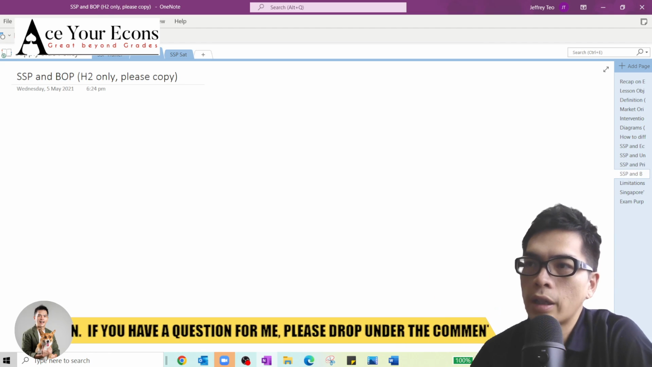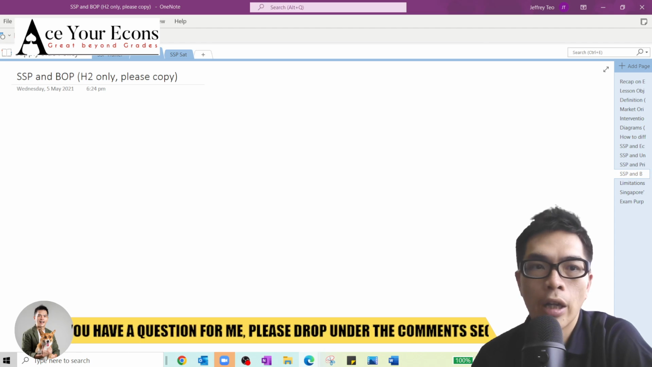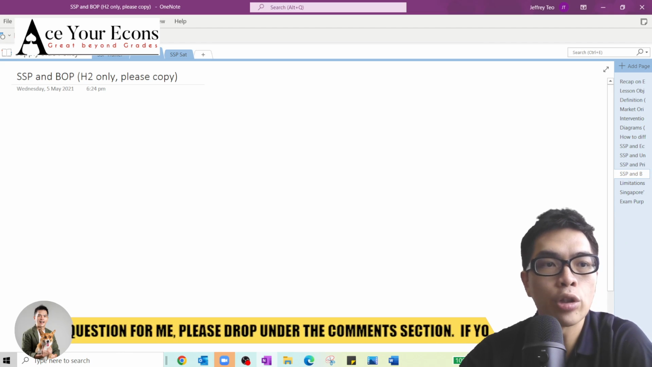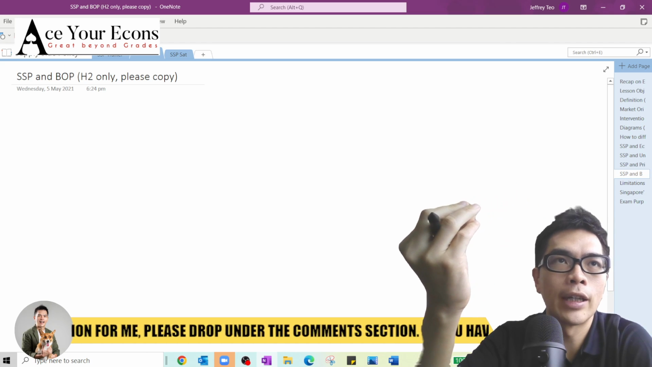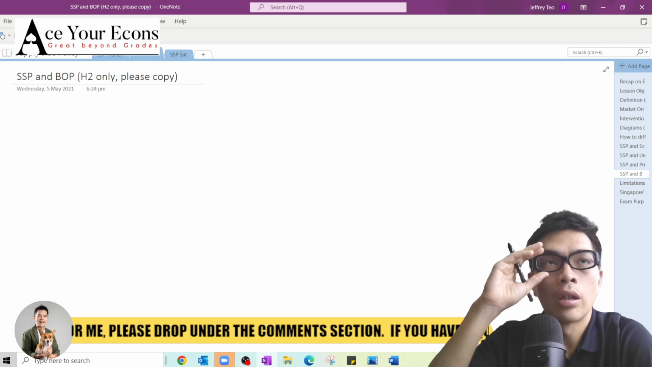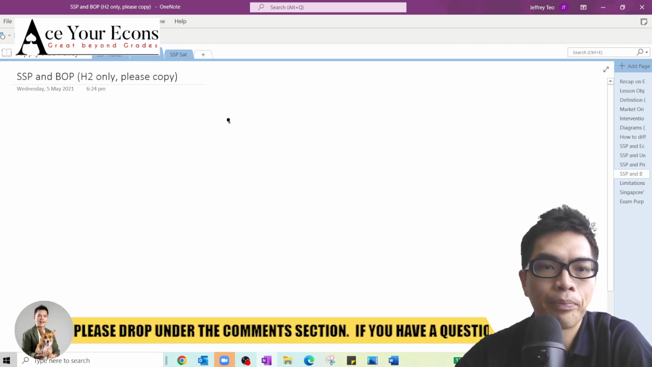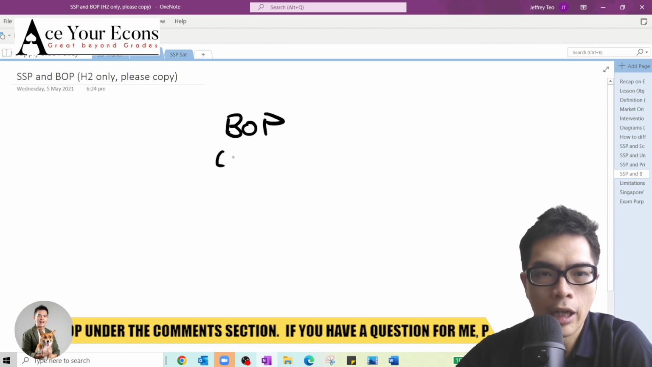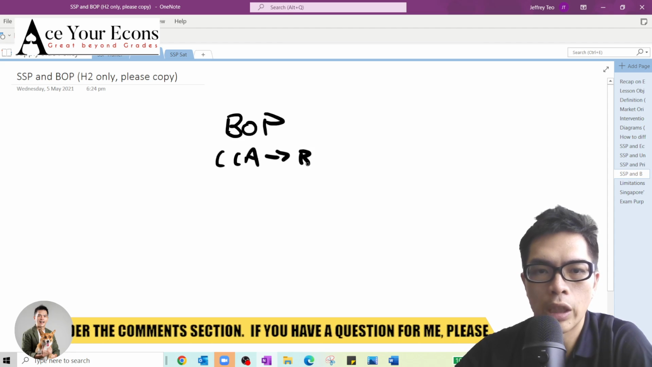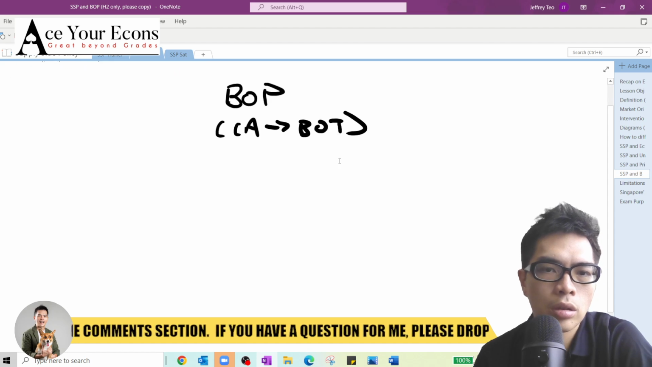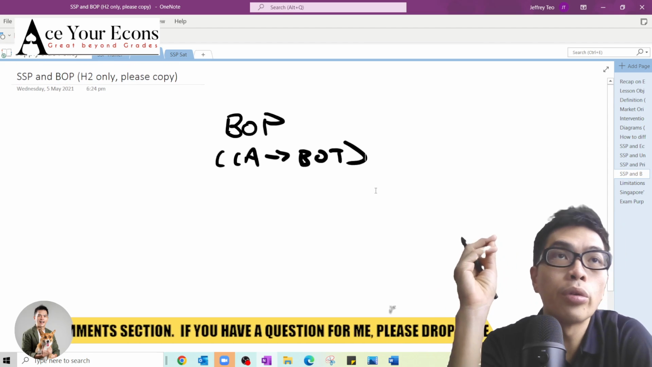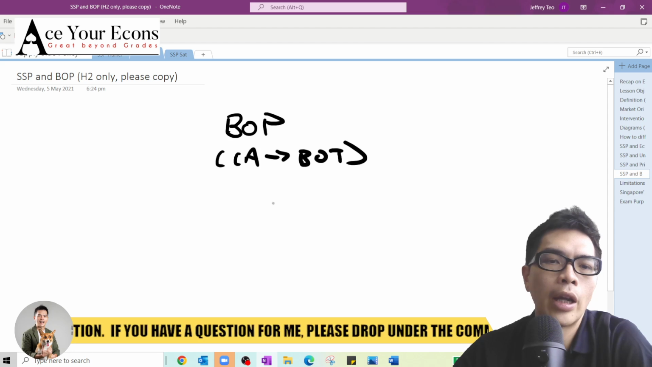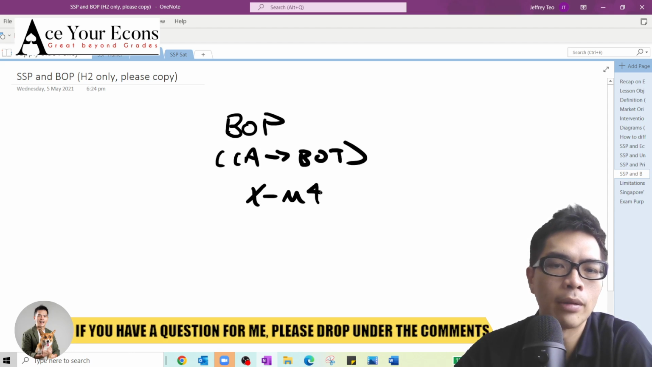Alright, the last one is exceptionally tricky, on balance of payment. So for my H1 students, you can probably treat it like a net export kind of illustration. For my H2 students, we are going to look out for balance of payment, and to be more specific, your current account and balance of trade. So how do we use supply side policy to influence your balance of trade, to improve it? To be more specific, X minus M goes up.